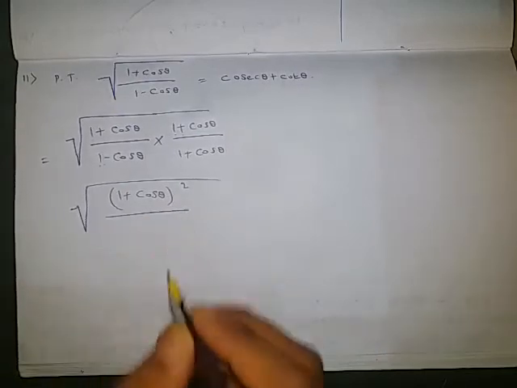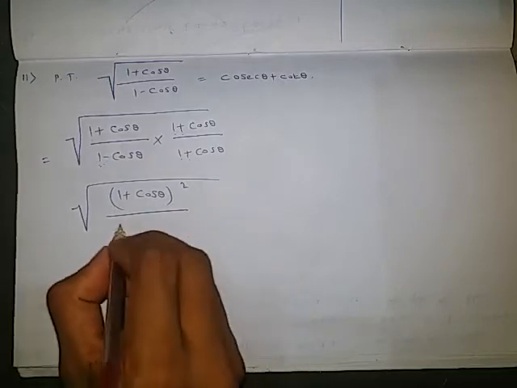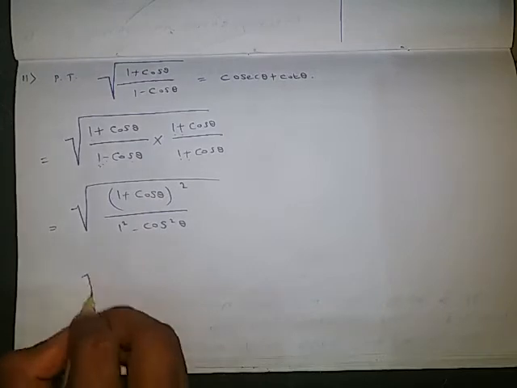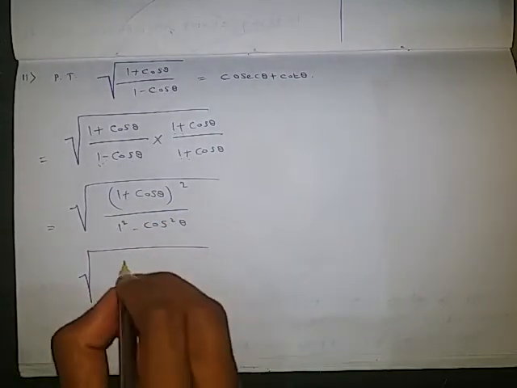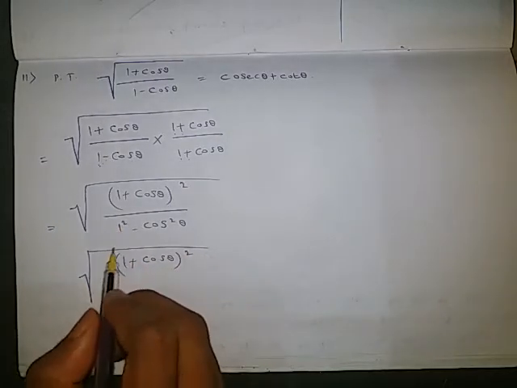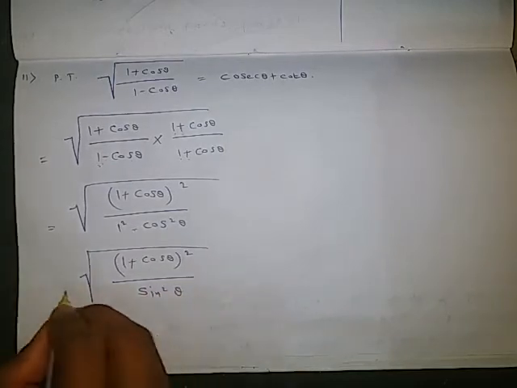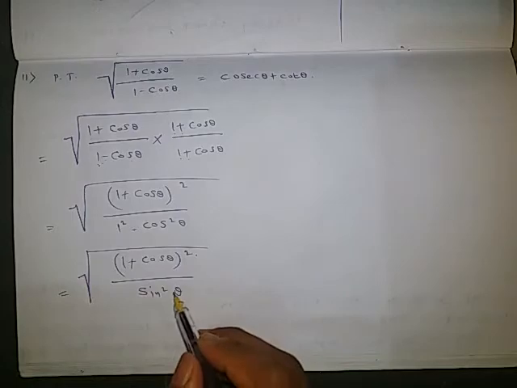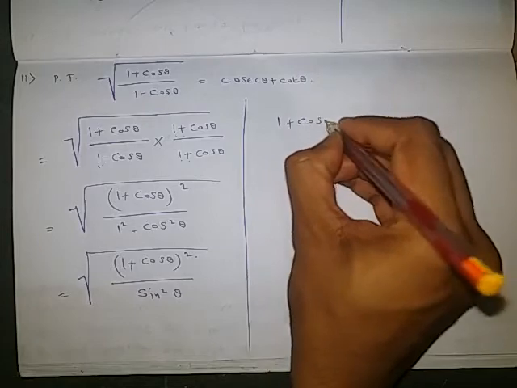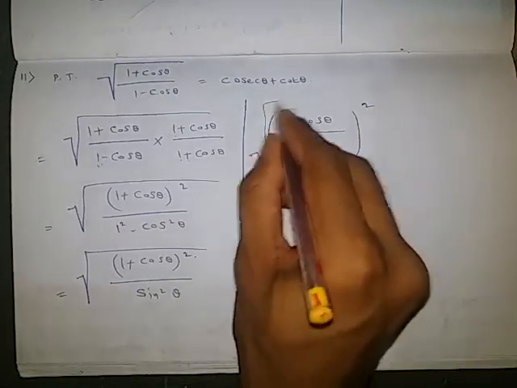1 plus cos theta whole square, divided by 1 minus cos theta into 1 plus cos theta, 1 square minus cos square theta, under root. Here 1 plus cos theta whole square I am writing as it is. Here 1 square is nothing but 1. So 1 minus cos square theta is sin square theta. In the numerator as well as in the denominator a square is there, so that's why I am taking that square as common. So we will get 1 plus cos theta by sin theta whole square under root as it is.